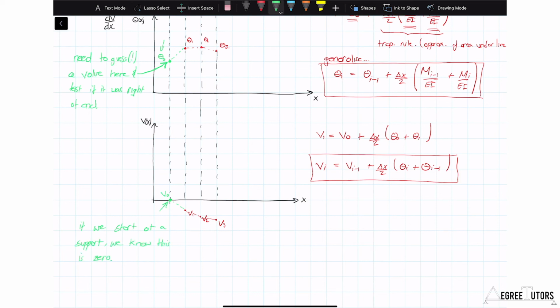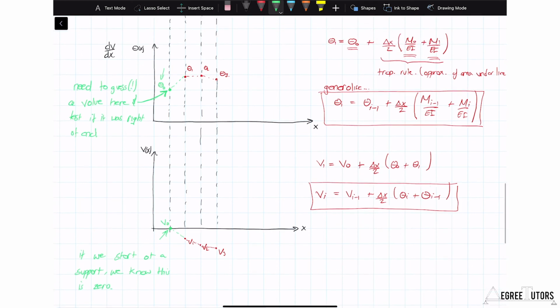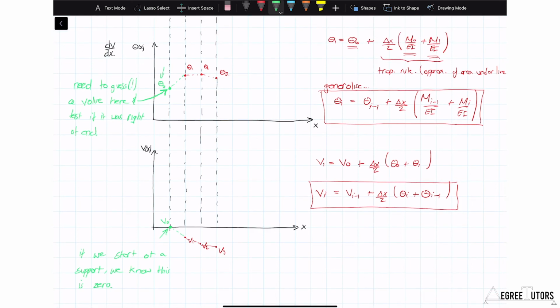Right, so that leaves us with one final thing to discuss. How do we work out the correct value of theta 0? Ultimately, how do we call our calculation complete? In other words, how do we know that we've chosen the correct value of theta 0?